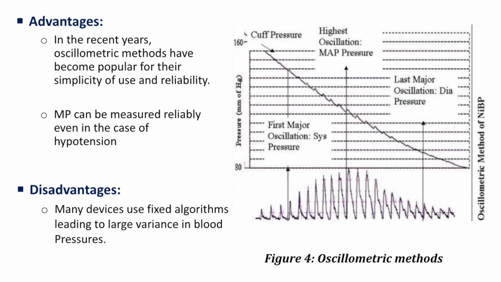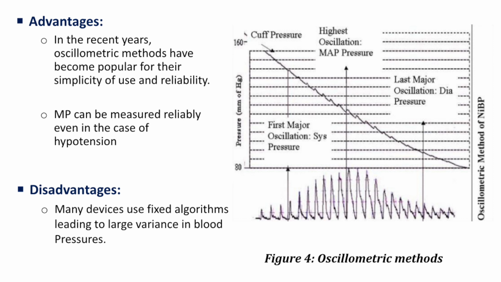Now, coming to the advantages of this method, in recent years, oscillometric methods have become popular for their simplicity of use and reliability. Mean pressure can be measured reliably even in the case of hypotension. A disadvantage of this method is that many devices use fixed algorithms leading to large variance in blood pressures.